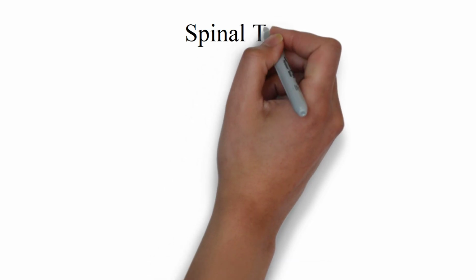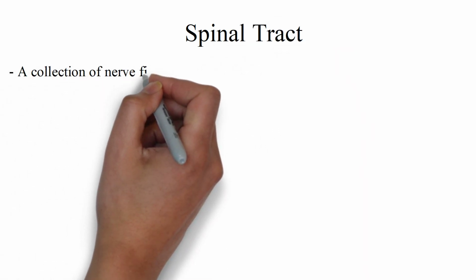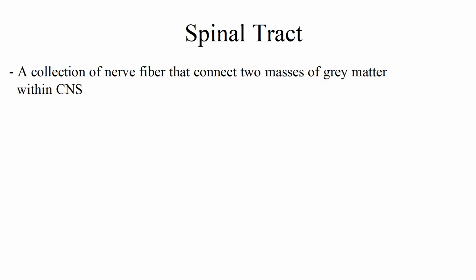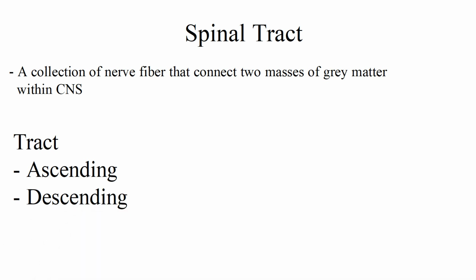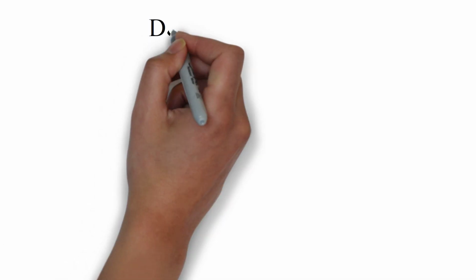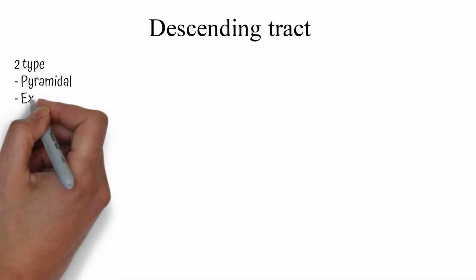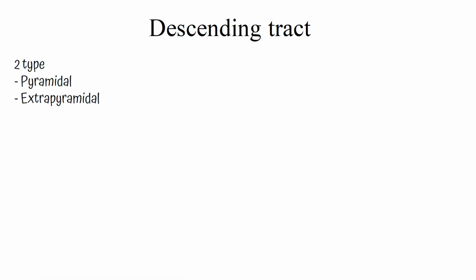Spinal tracts. As the definition says, it is a collection of nerve fibers that connect two masses of gray matter within the CNS. The tracts can be divided into ascending tracts or descending tracts. Today we are going to see descending tracts. Descending tracts can be divided into two types, which are pyramidal and extrapyramidal. Pyramidal means it arises from the cortex, while the extrapyramidal arises from the other parts of the brain.